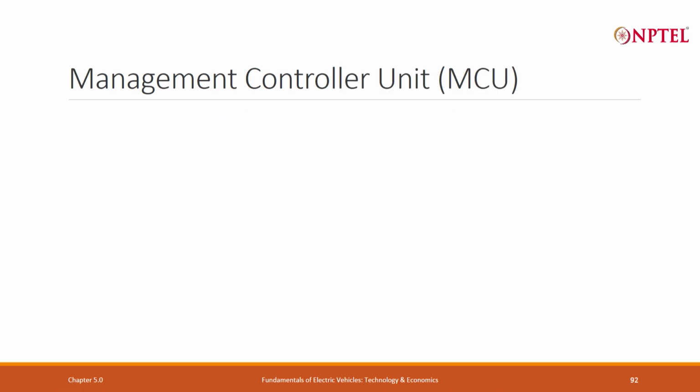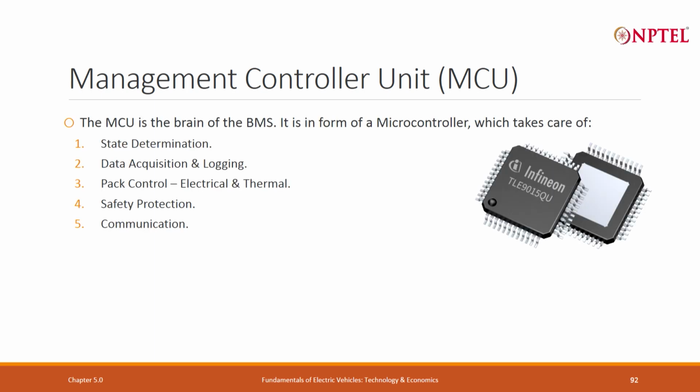Next, the management controller unit, MCU, or you can otherwise say microcontroller. The MCU is basically the brain of the BMS. The BMS is the brain of the battery pack, and the brain of the BMS is the MCU, basically a microcontroller. What does it take care of? It takes care of state determination: which state the battery pack is in, what the SOC, SOH are and all those things. Whether all communications are happening properly or not.